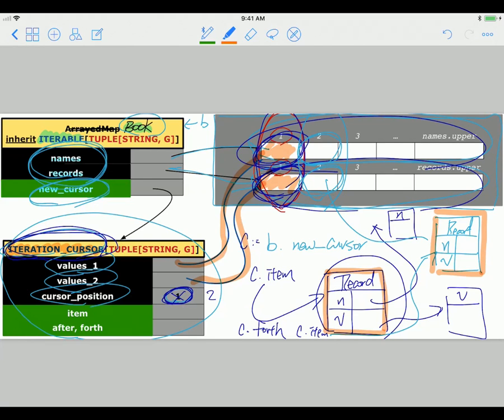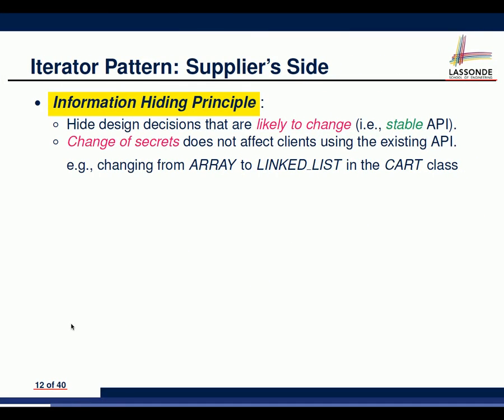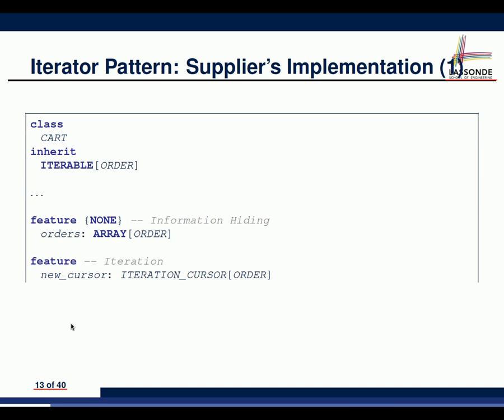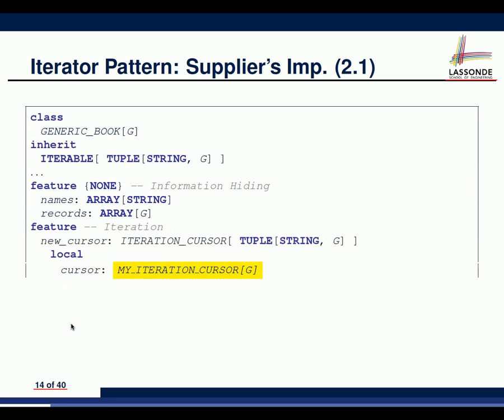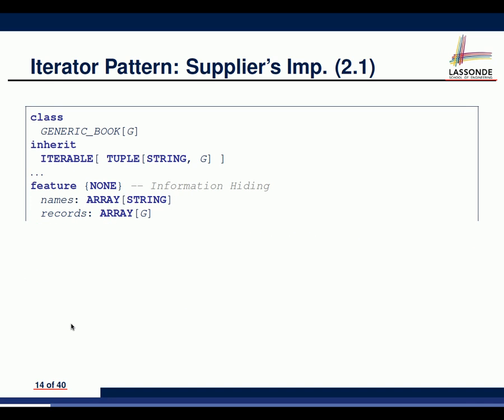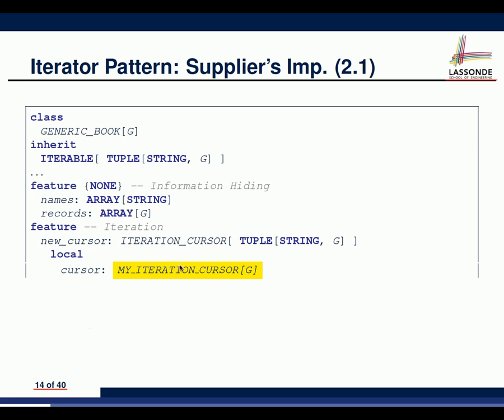How can the iteration cursor see the array? Here's the trick. Let me see if I got any code over here. Let me just double check. When you first created the cursor object, that's where you should pass the things. Okay, that's exactly here. Remember, this is the book class, right? You can see that this is our iteration cursor. The way we initialize the iteration cursor is we pass the names and records over here. So that's where we actually give the information to the iteration cursor.